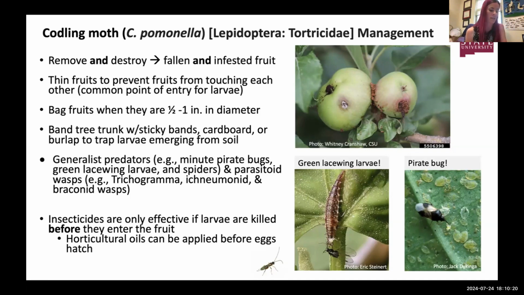But the thing with the insecticides is that it's not going to prevent it. Once the bug gets inside the apple, it's kind of like game over. You got a worm in your apple, right? And then horticultural oils can also be applied before eggs hatch. So there's a variety of things that can be done.